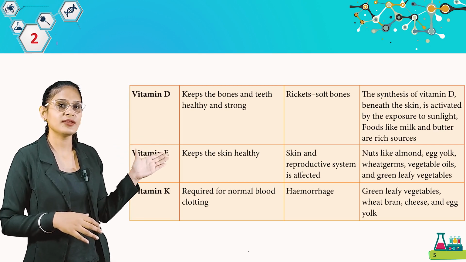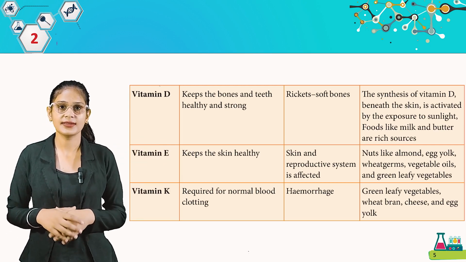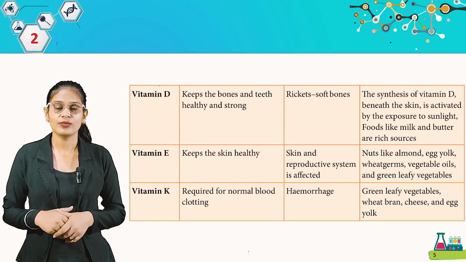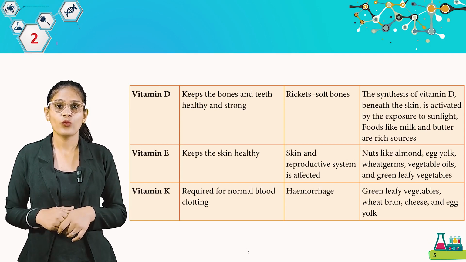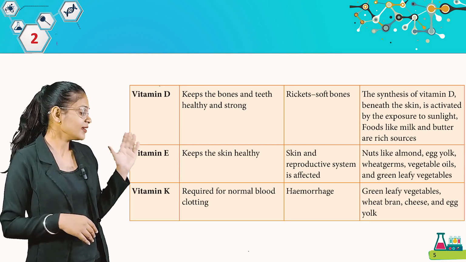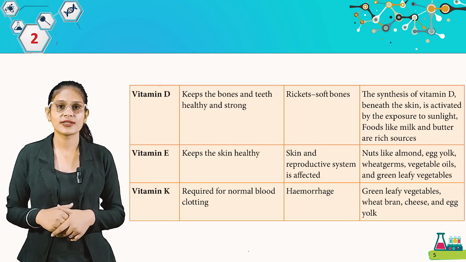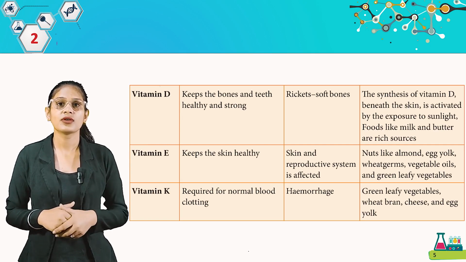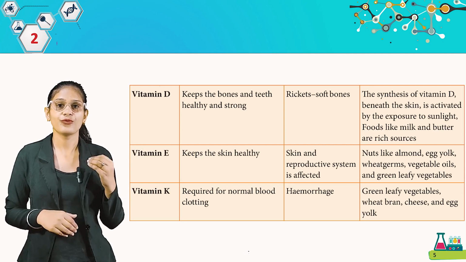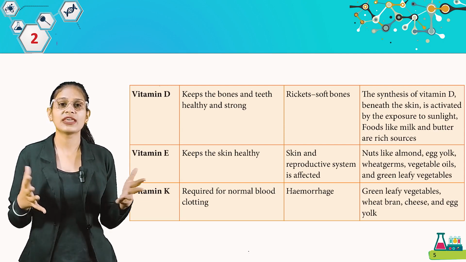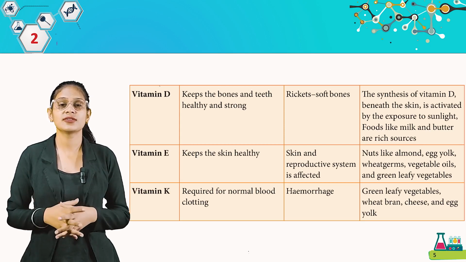Here is vitamin E. Keeps the skin healthy. Skin and reproductive system is affected. Nuts like almond, egg yolk, wheat grams, vegetable oils and green leafy vegetables. Here is vitamin K. Required for normal blood clotting. Deficiency: hemorrhage. Green leafy vegetables, wheat bran, cheese and egg yolk. Get it, students? So these are the deficiency diseases of vitamins.